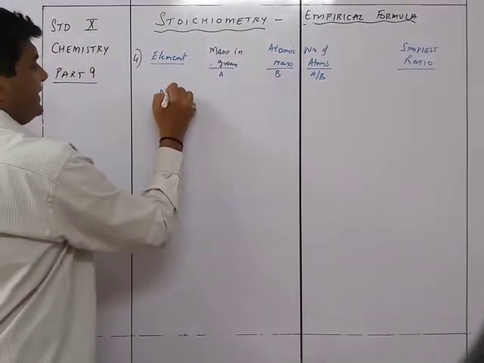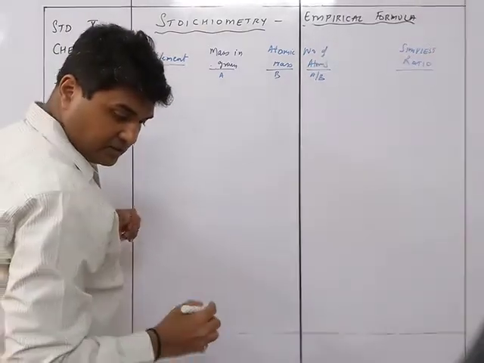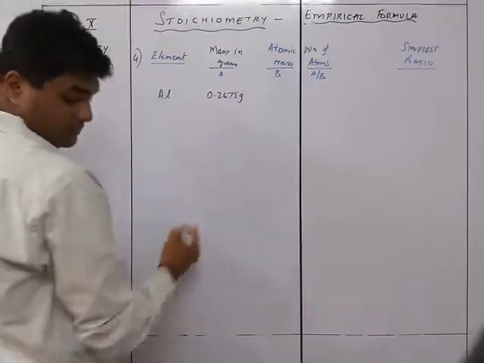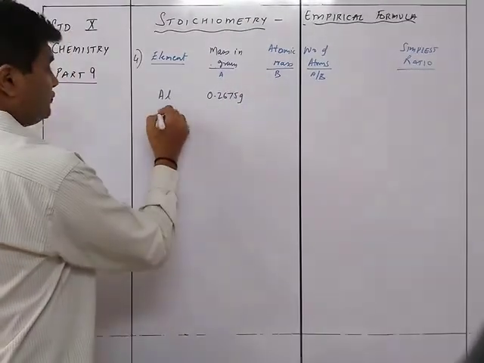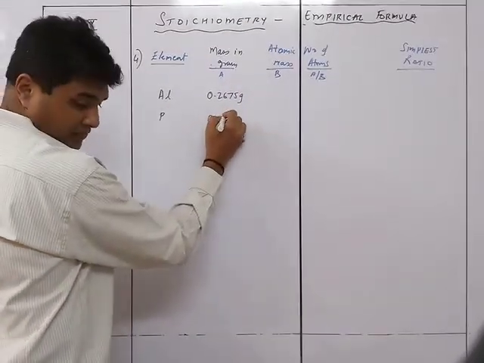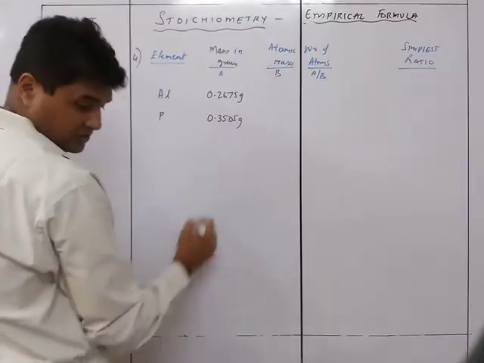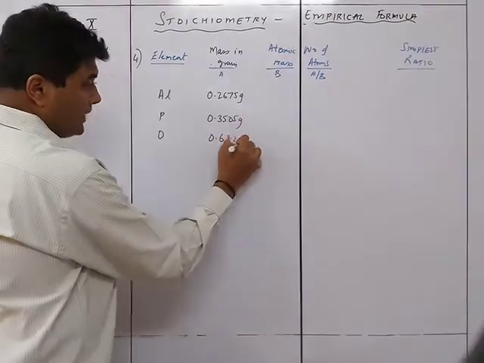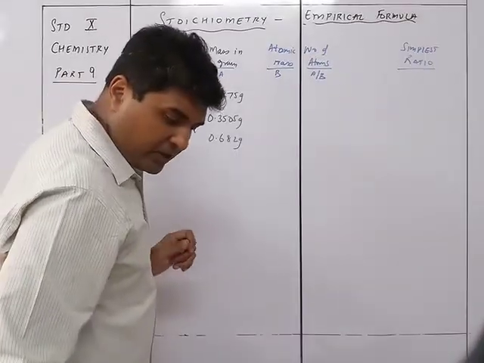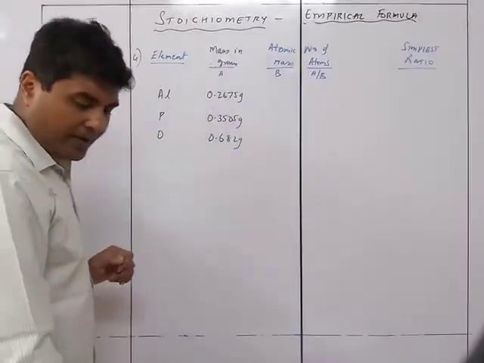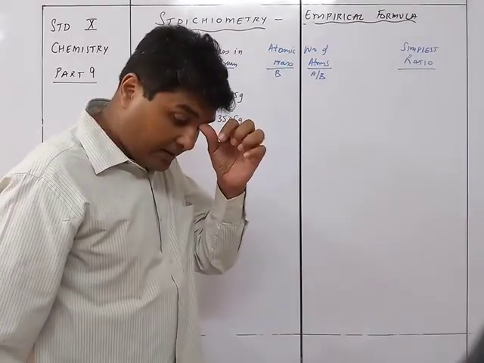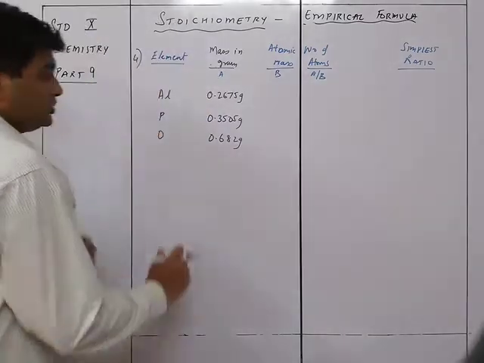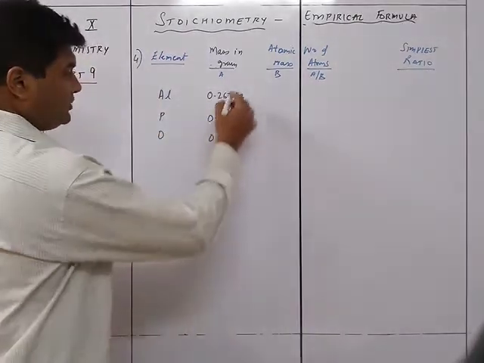So first thing is aluminum, 0.2675 grams. Phosphorus is 0.3505 grams. Oxygen is 0.682 grams. The molecular weight of the compound is 122, and the original weight, which on analysis gave the above results, is 1.3 grams. So here this completes to 1.3 grams.